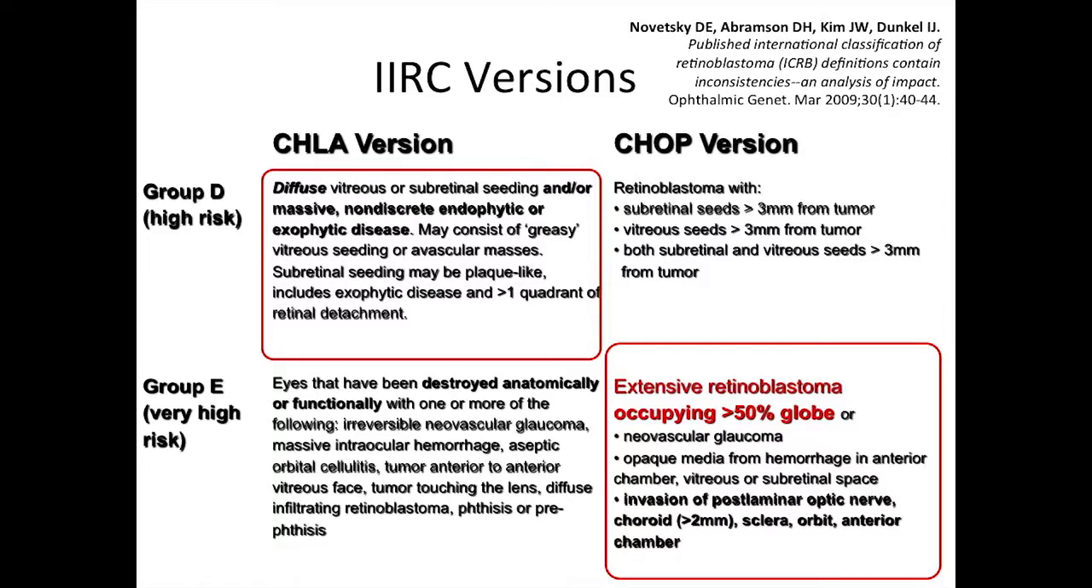publication. If you see the two classification systems, the CHLA, which is the IIRC, the Len Murphy version, and the CHOP version, there is a significant difference between the D and the E eyes. That is why when you compared results using one classification system versus the other, the D and the E eyes would behave differently. For one publication, you would have D eyes with 60% success, 70% success. But when you analyze your own data, you would find that you don't have the same success. That was basically because people were using these two classification systems interchangeably.